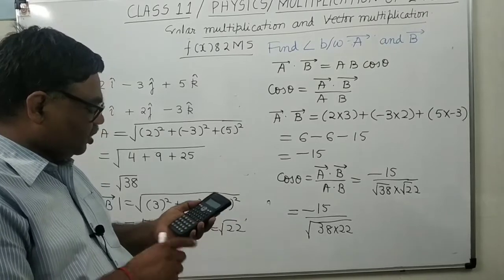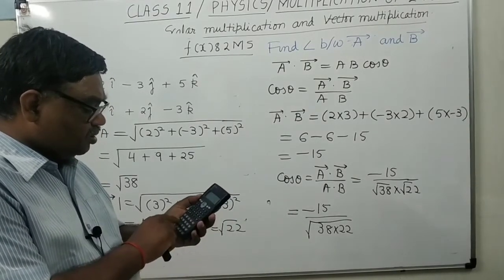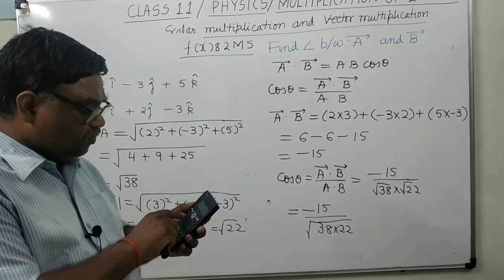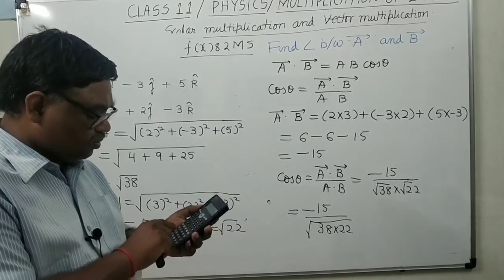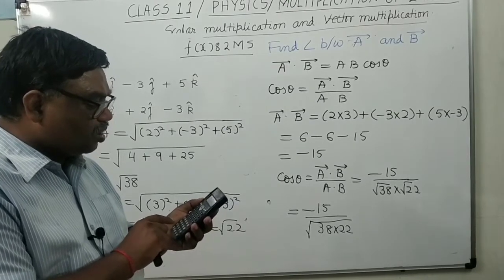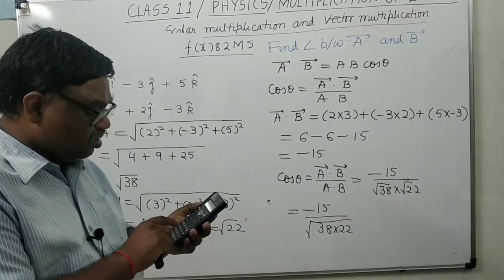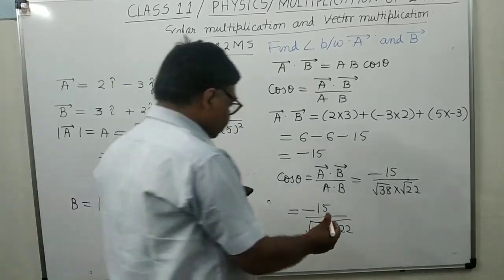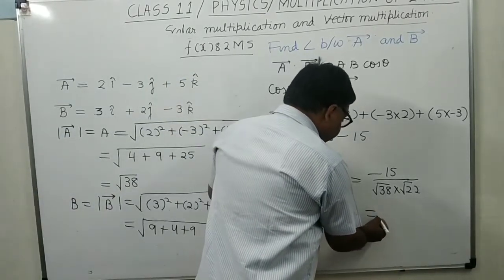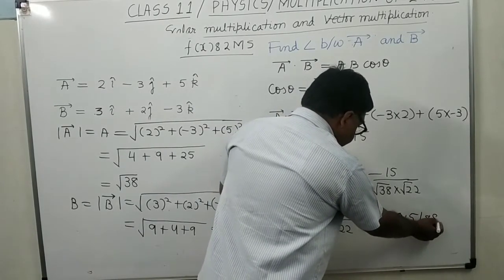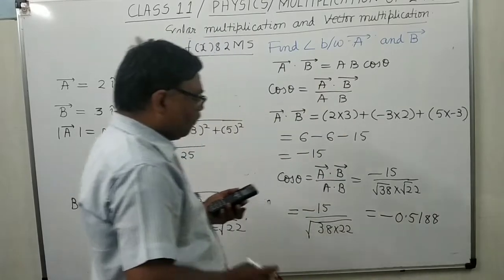Here I am doing this. It is 15 divided by, within square root, 38 into 22. This is minus 0.5188. I have taken up to 4 decimal places.